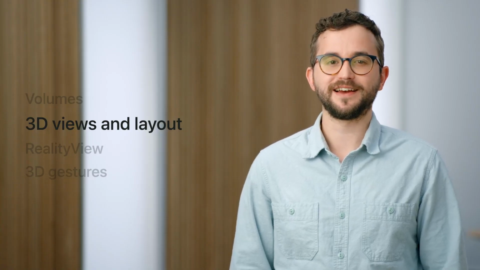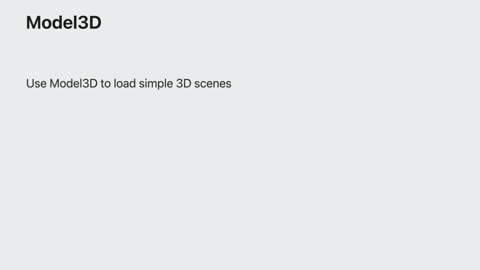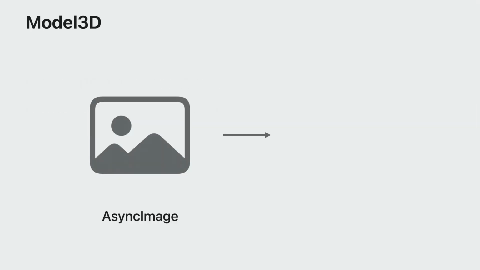Now that we have our volume set up, let's get some content inside it. To help us do that, RealityKit offers a new API called Model 3D, a SwiftUI view that makes it simple to load rich 3D assets, such as USDZs, while providing phases to handle different parts of the asset loading lifecycle. Think of Model 3D as a counterpart to AsyncImage. It handles all the work of loading complex geometry while keeping your app running smoothly.